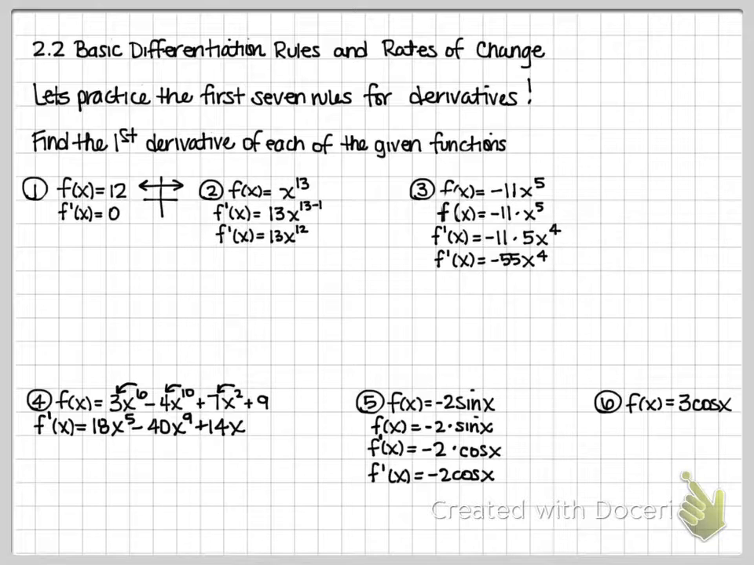Likewise on number 6, same idea here. I'm not going to separate them this time. Actually, I will because I don't want to lose you. So I'm still going to have my 3 times my cosine x. Alright, if I want to find the derivative, I keep my coefficient times the derivative of cosine, which is negative sine x. I'm just going to put parentheses around that.